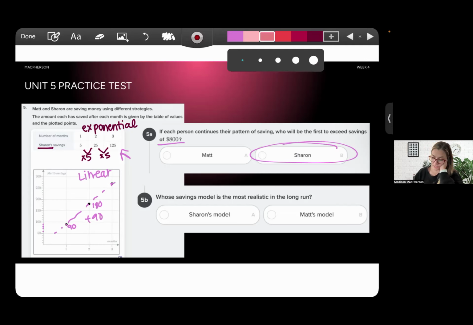The next one, which is a little more important: whose savings model is the most realistic in the long run? Well, I don't know many people who could multiply their savings account by 5 every single month. That sounds like maybe only Bill Gates could do something like that if he had enough invested in the right places. But the average person is not going to be multiplying their savings by 5. Matt's model of saving $90 every month is a little more realistic.